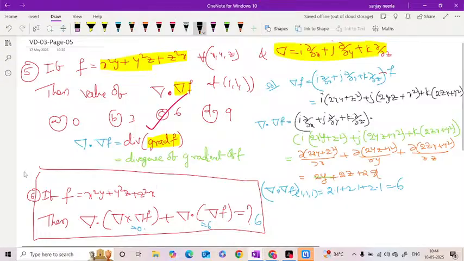So this is the sixth problem, homework. How many have you done? How many have you done?